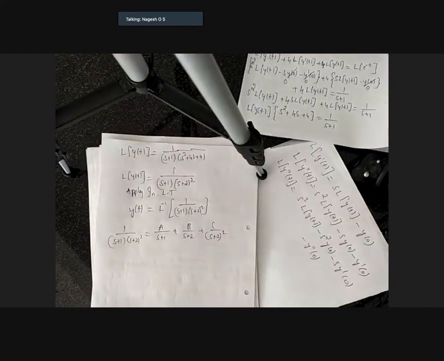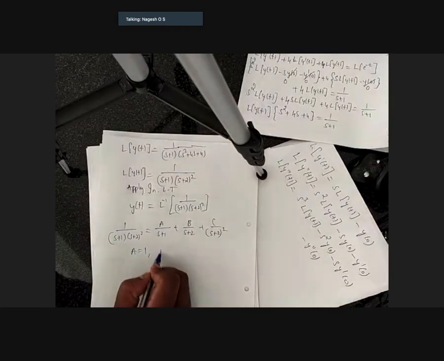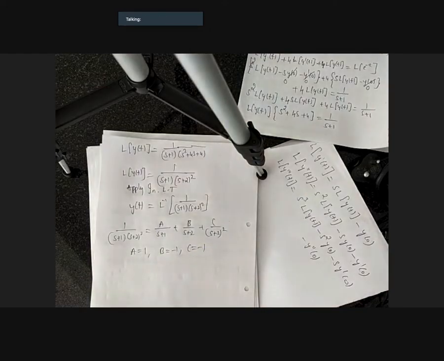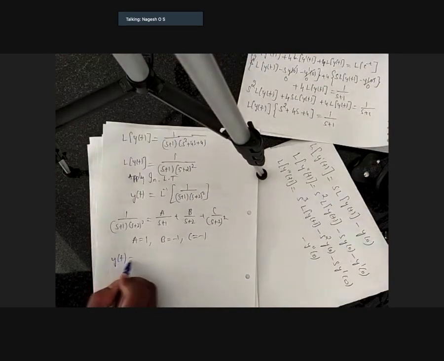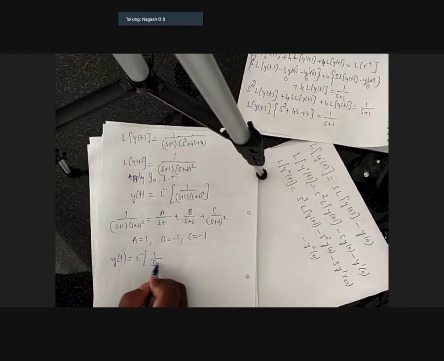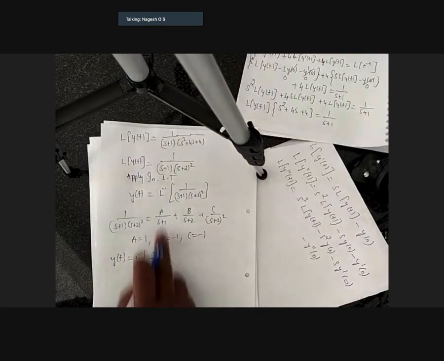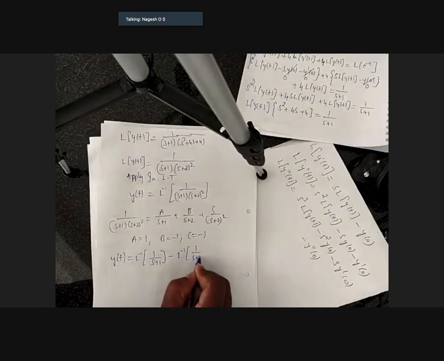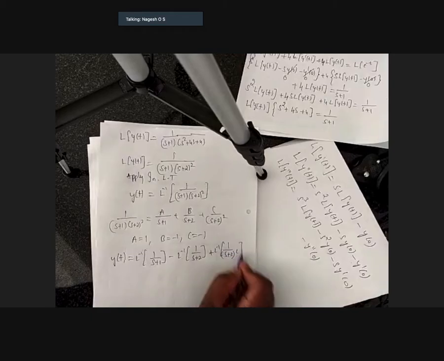Find out A, B, C. If you find out A, B, C, you will get a as 1, b as minus 1, c as minus 1. Find out that A, B, C by using partial fractions. I will do it directly. Then y of t equal to Laplace inverse of 1 by s plus 1. This one, we separated the denominator, so I will just substitute a, b, c values. Minus Laplace inverse of 1 by s plus 2 plus Laplace inverse of 1 by s plus 2 whole square.